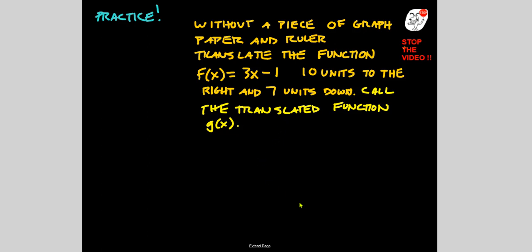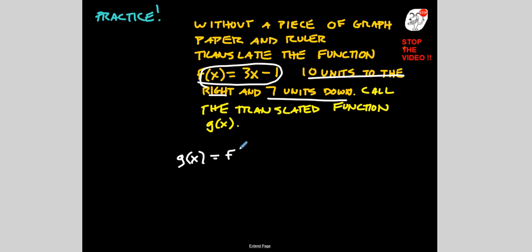Okay, let's go over the solution here. We're going to write the function 3 ways again, so I'm going to start with my function f of x equals 3x minus 1. I'm going 10 units to the right and 7 units down. Okay, so g of x is going to equal f of x minus 10, because that's going to shift 10 units to the right, and then I'm going to go 7 units down. So that's one way of using f.